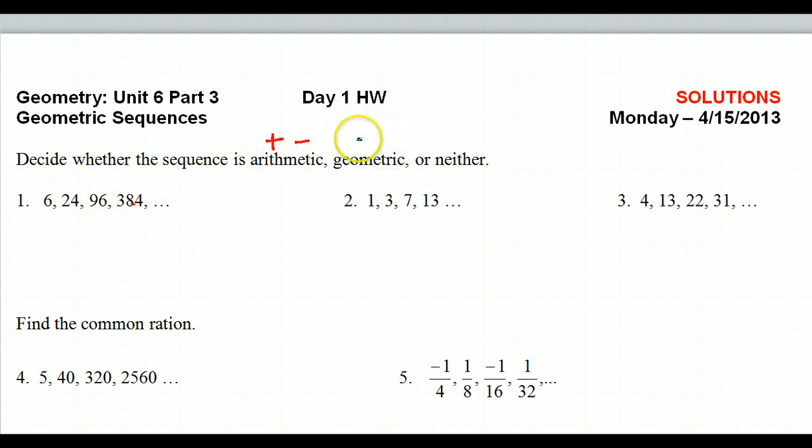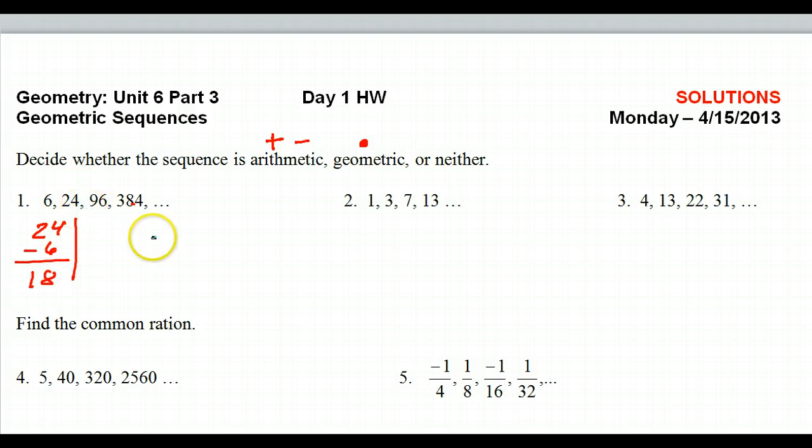If it's going to be geometric, we're looking for there to be a multiplier, something that you could multiply by to get you from one term to the next. So if it was going to be arithmetic, if you did 24 minus 6, all right, you see that's going to be 18.